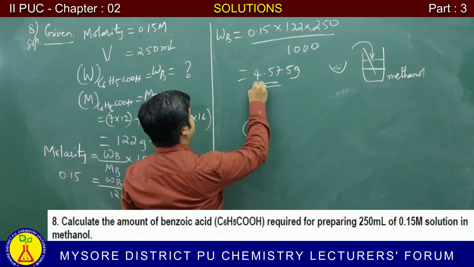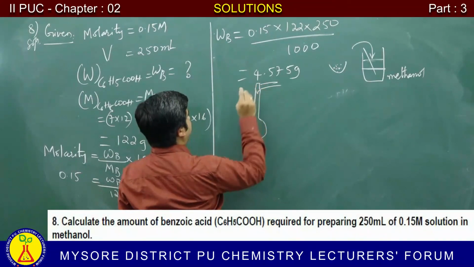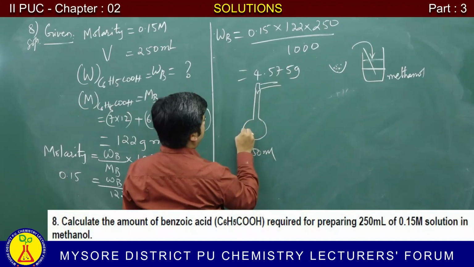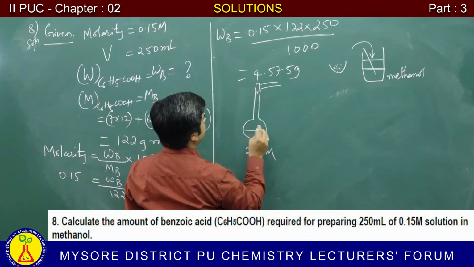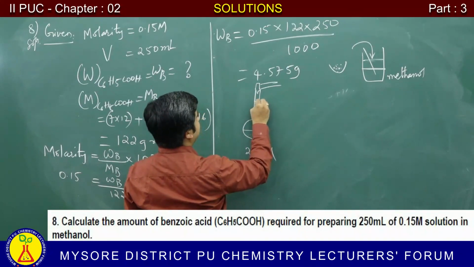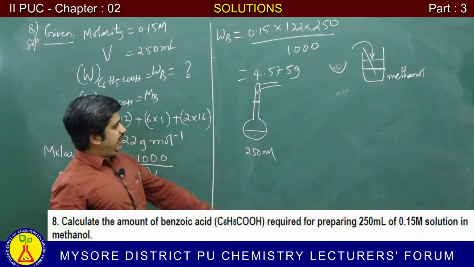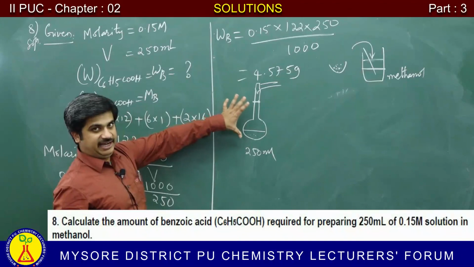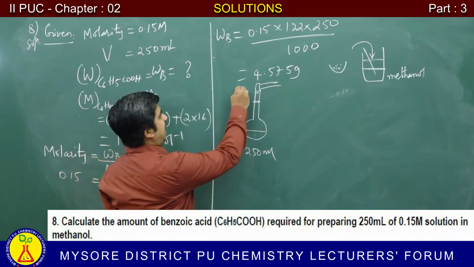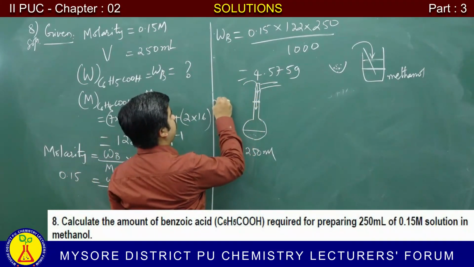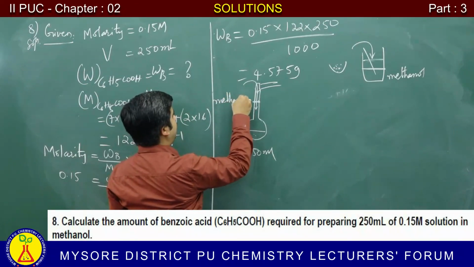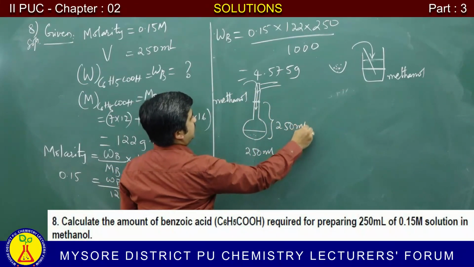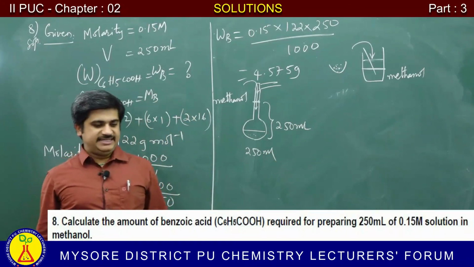You get it in different quantities. Take a 250 ml volumetric flask. There is a marking in this, which means if you take any solution or liquid up to that level, it is 250 ml. Then add more solvent, that is methanol, and make up the volume up to 250 ml. This is how we prepare standard solutions.